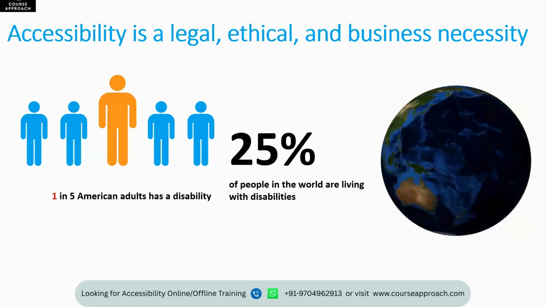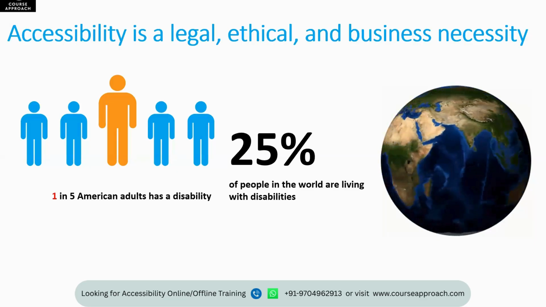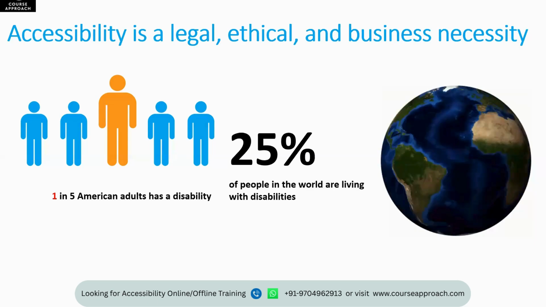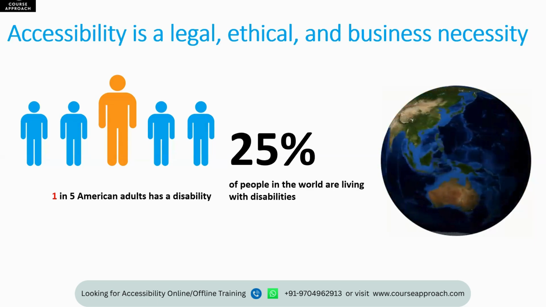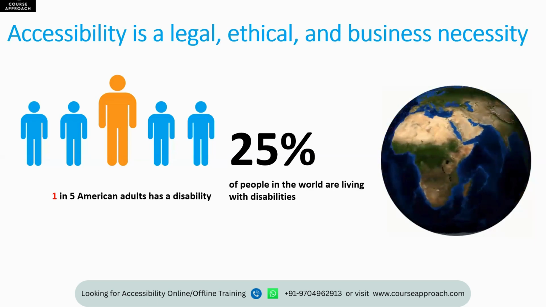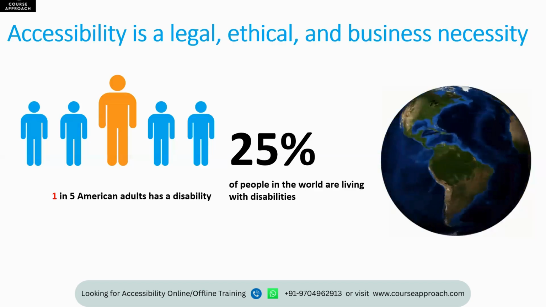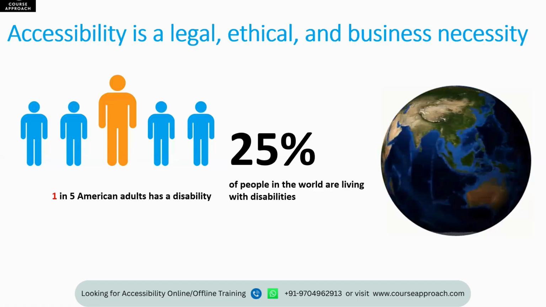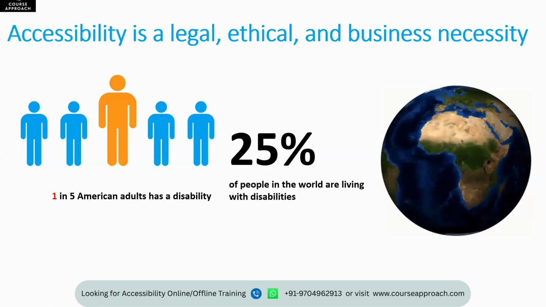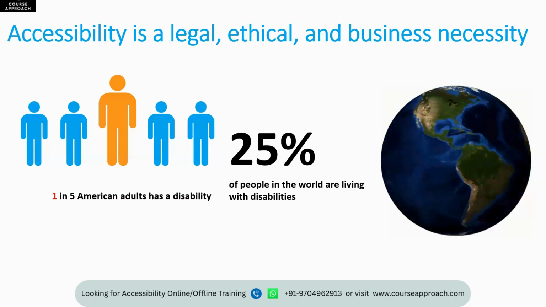When I say temporary disability, let's say someone has a broken arm or met with an accident, so there will be some sort of disability. They have to use a walker, or sometimes they have to sit in a wheelchair. This is a temporary disability, and it will stay for a few weeks. But when it comes to permanent disability, it will be lifelong.